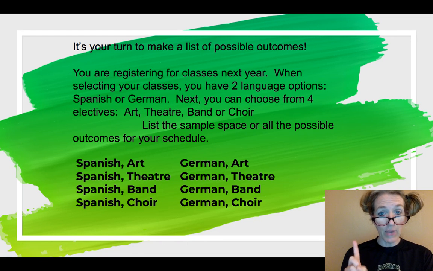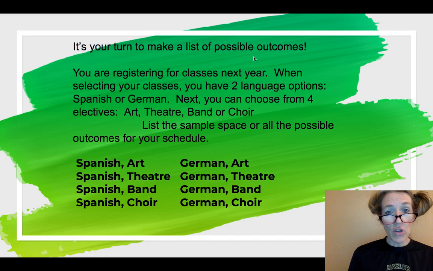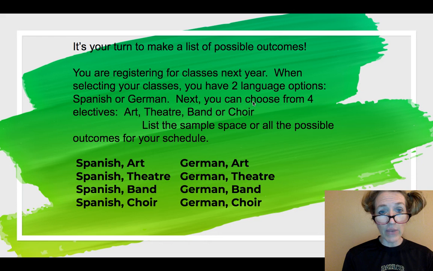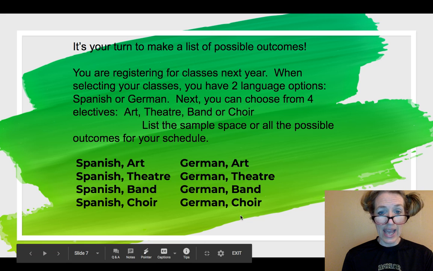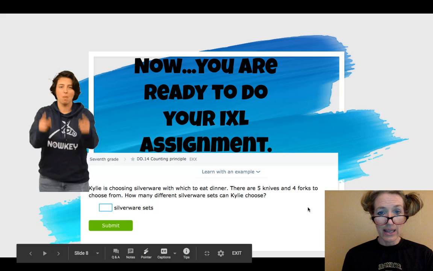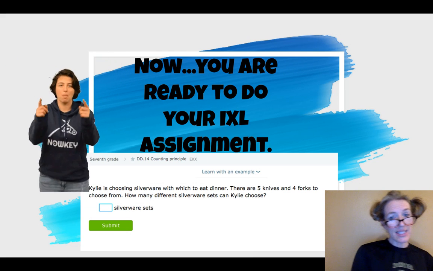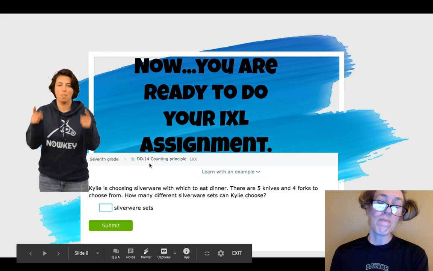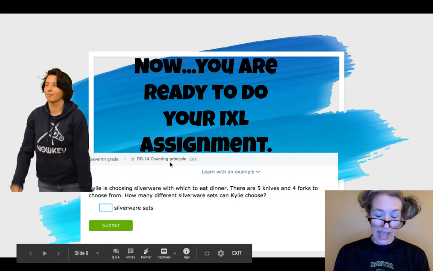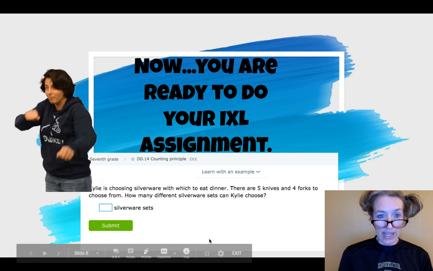Your language, picking 1 language and 1 elective. You'll also notice that I have 2 languages and 4 electives, so 2 times 4 is 8, and that's exactly how many choices that I had. Now I think you're ready to go on your own and see if you can do this. You'll go to DD14, and it's called Counting Principle. I'm going to work this example. All of your examples look like this.